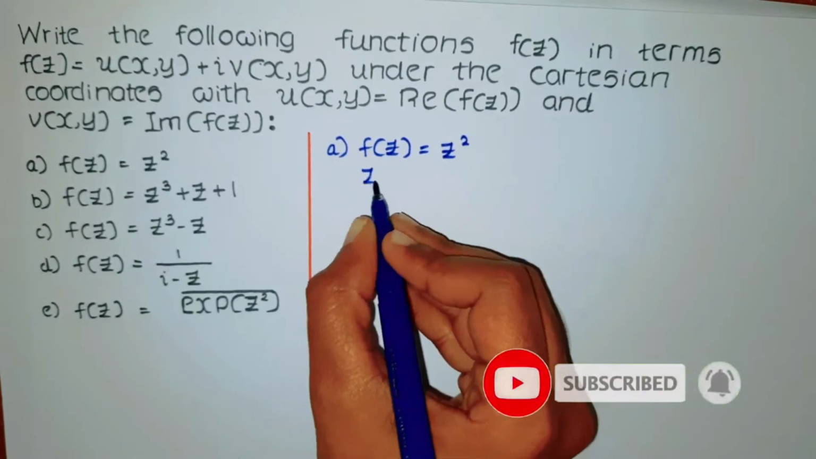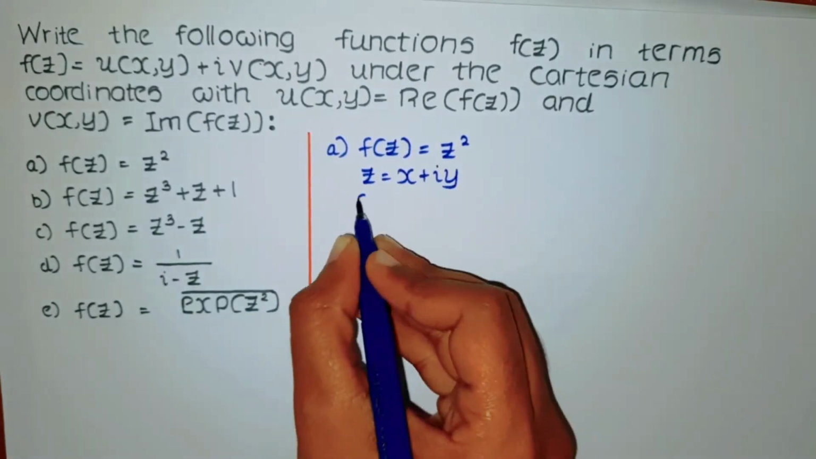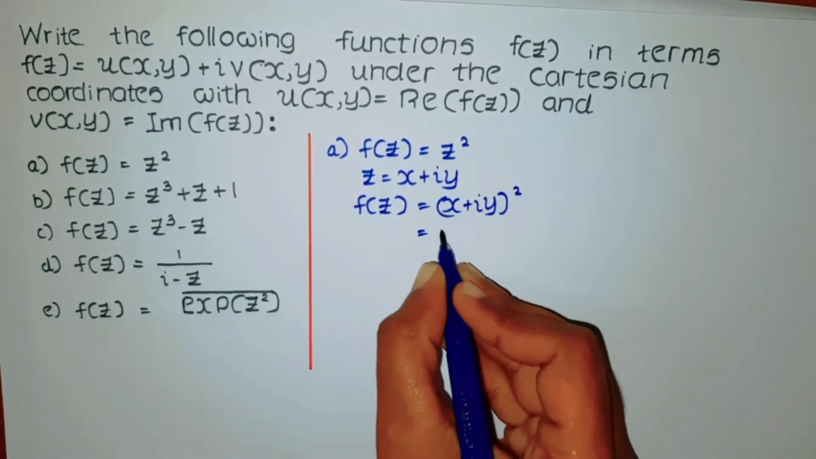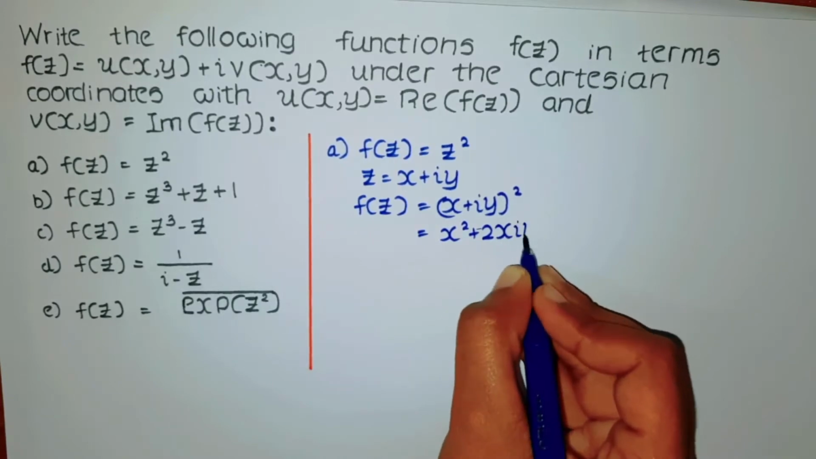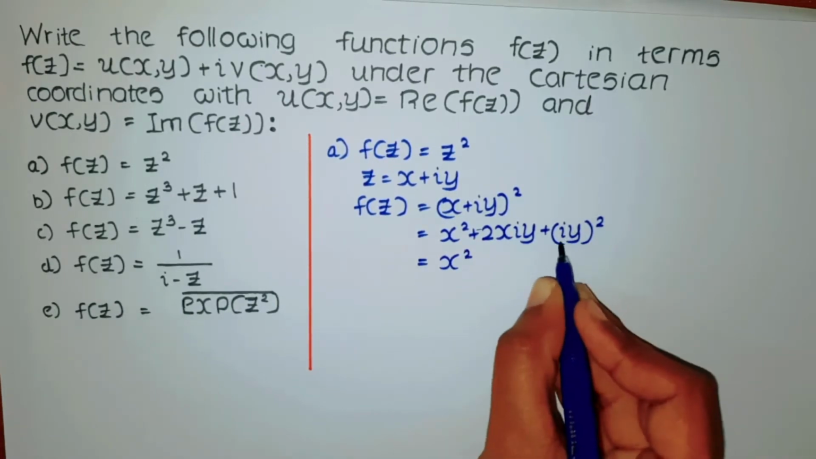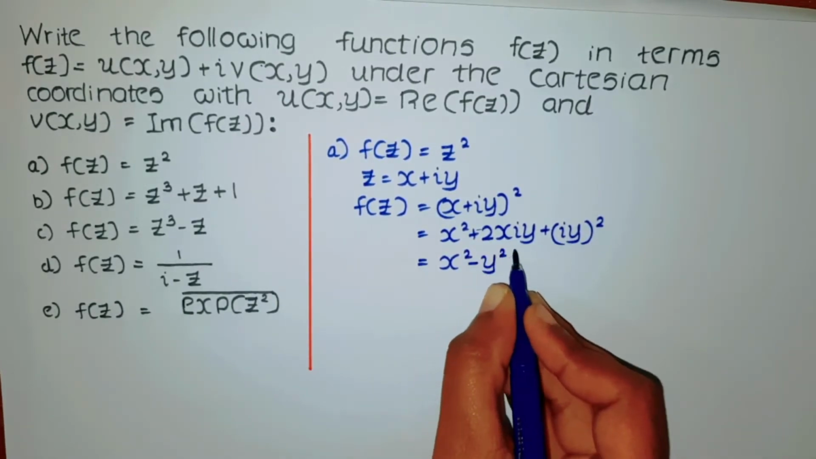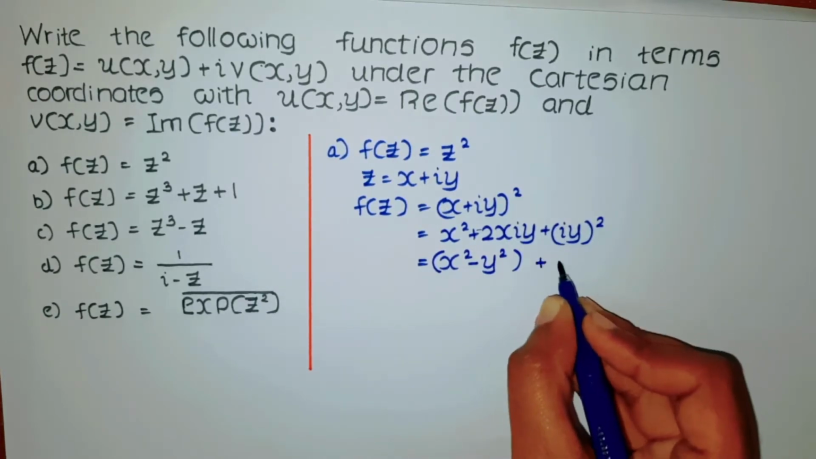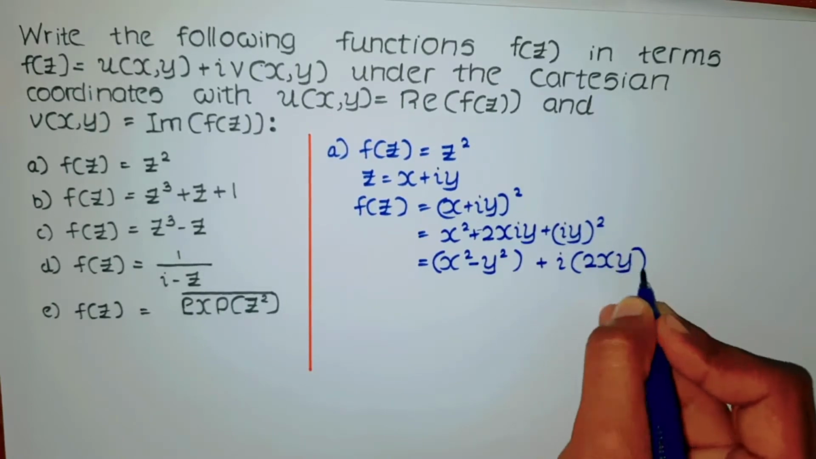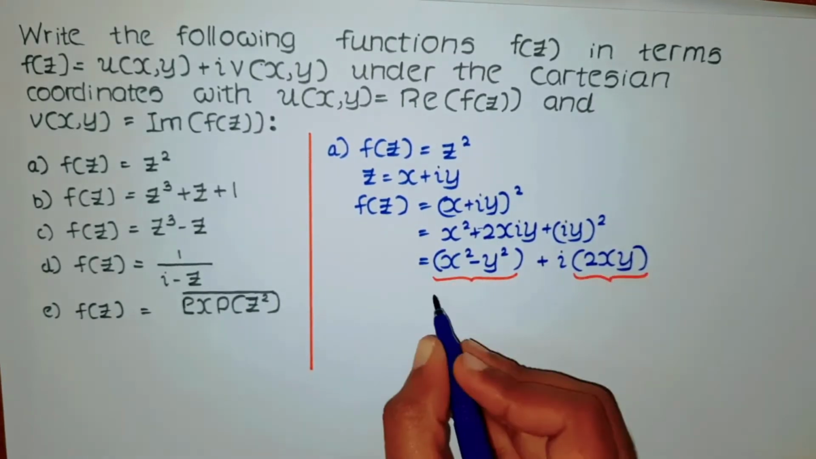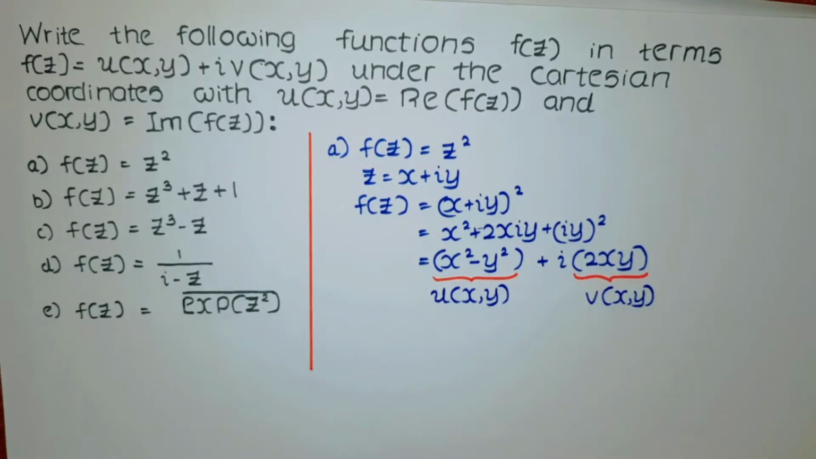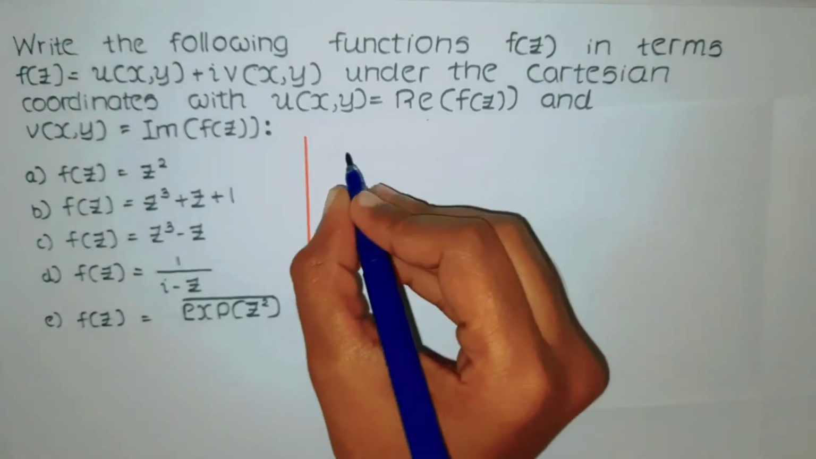f(z) equals z squared. We can write z as x plus iy. So I can substitute instead of z, and you get x squared plus 2xiy plus (iy) whole squared. Then x squared, then i times i is minus 1, so minus y squared plus i times 2xy. Then you can see this is u(x,y) and this is v(x,y). Then move on to the second part.